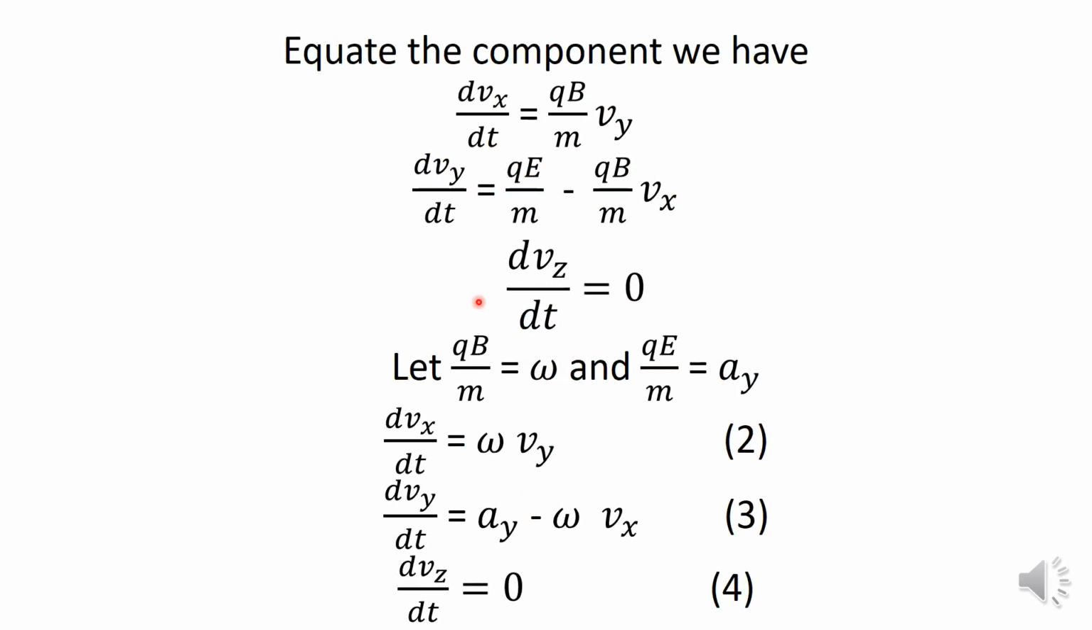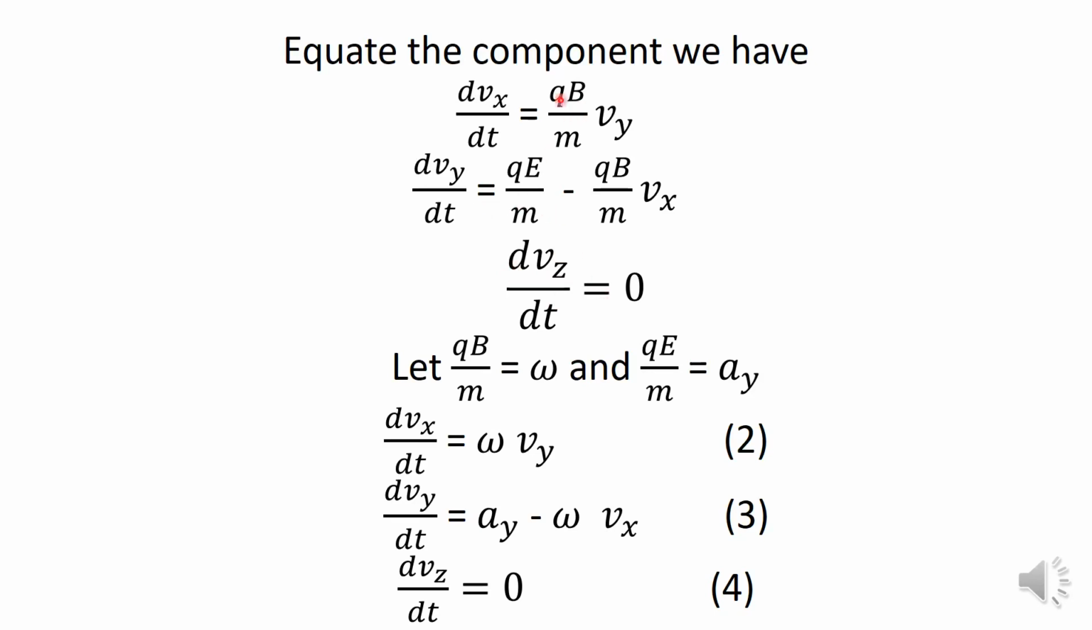Now, if we equate the equation component-wise, we have dvx/dt is equal to qB/m into vy, and dvy/dt is equal to qE/m minus qB/m into vx, and dvz/dt is equal to 0.